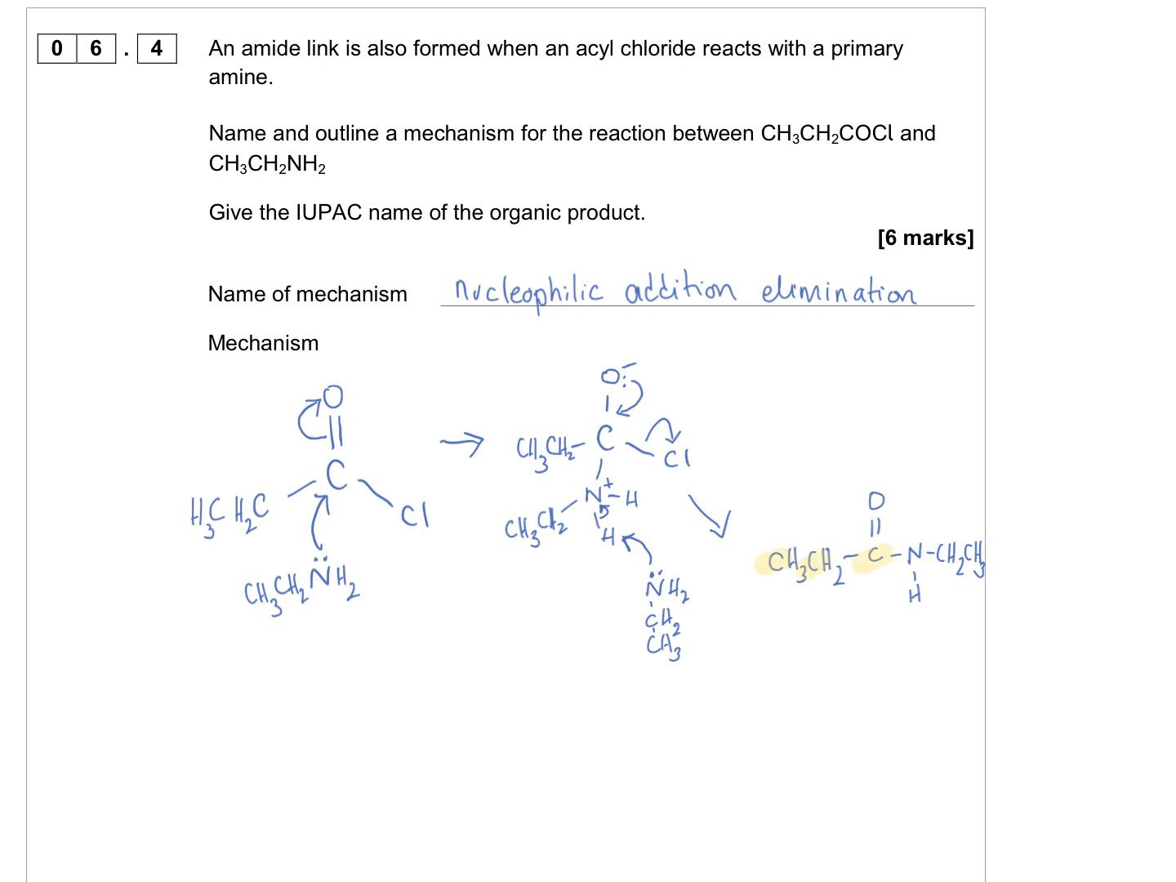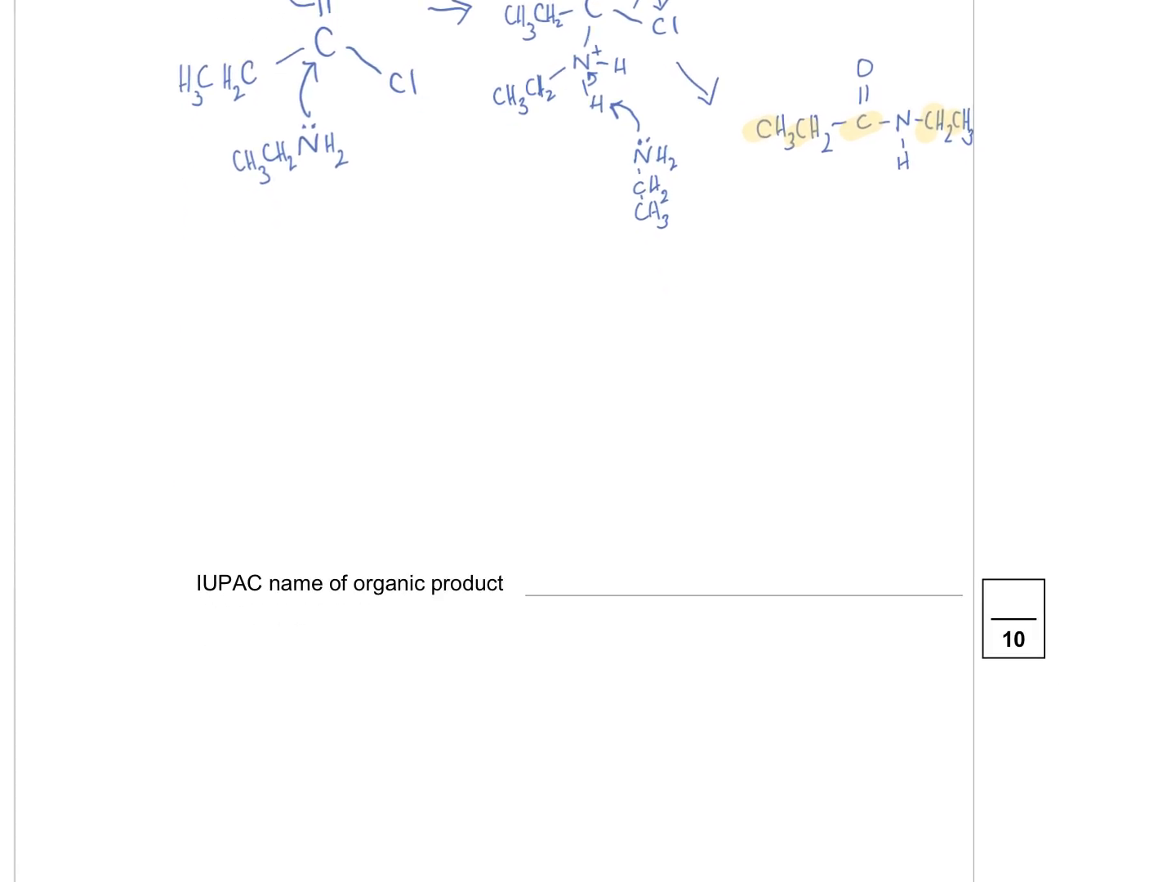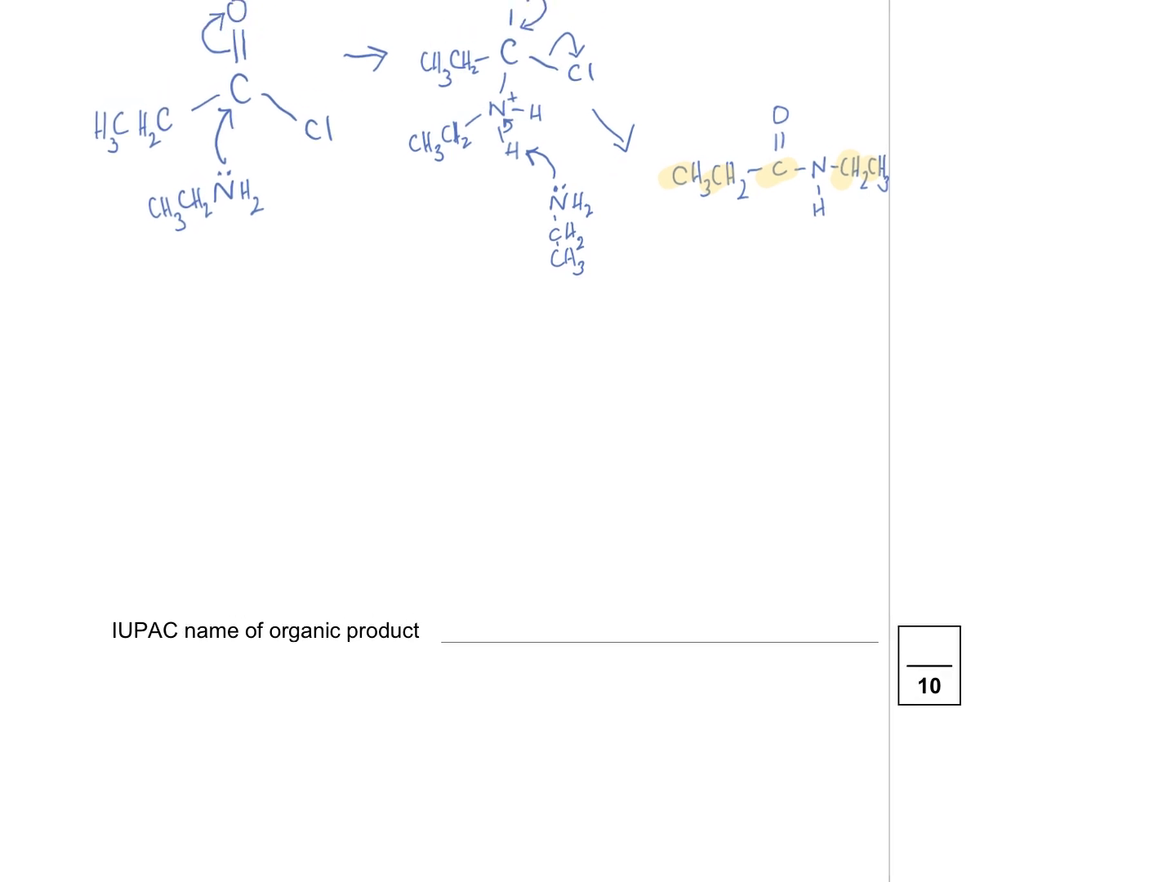It asked for the IUPAC name of the organic product. So first of all, we count how many carbons there are in the amide, and then count how many are on the N. So it's going to be N-ethyl, because there's an ethyl group attached to the N. And then the amide part has 3 carbons, so it's propanamide. So N-ethyl propanamide.